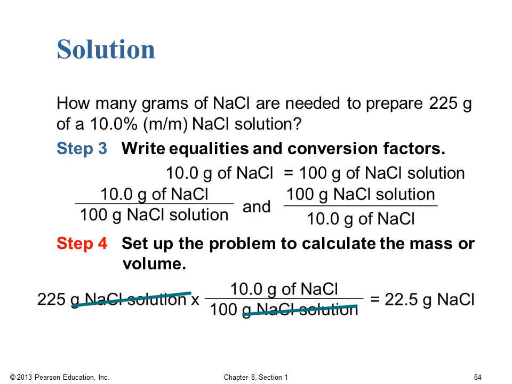So then we can now set up our problem, right? It's probably easiest to make sure you write out your complete units so you can watch and see where the units need to cancel out. We want our grams of NaCl solution to cancel out, and we want to be left with grams of NaCl. So we're going to have 225 grams of NaCl solution times the 10 grams of NaCl divided by the 100 grams of NaCl solution. And we can see our grams of NaCl solution canceling out, and we're left with grams of NaCl. And we get 22.5 grams.